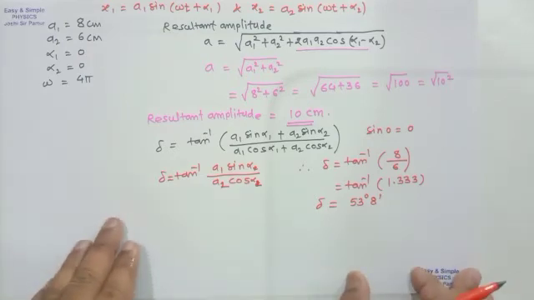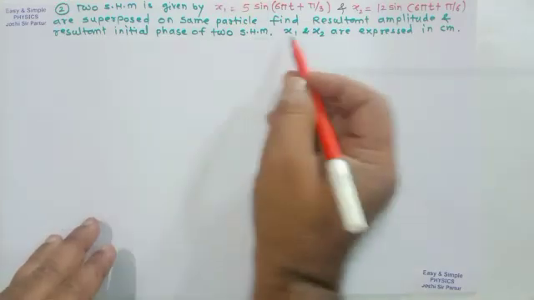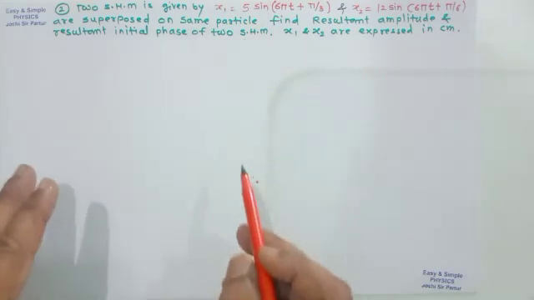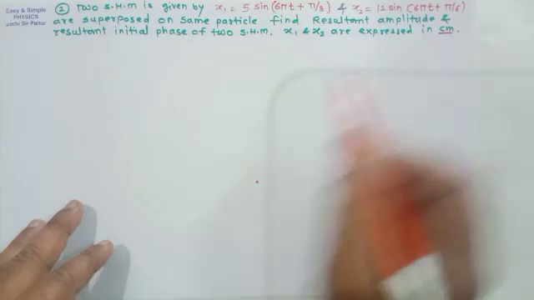Again, if we solve another example, two S.H.M. are given as x1 is equal to 5 sine of (6 pi t plus pi by 3) and x2 equal to 12 sine of (6 pi t plus pi by 6), superposed on the same particle. Find the resultant amplitude and the resultant initial angle of the two S.H.M. x1 and x2 are expressed in centimeter.